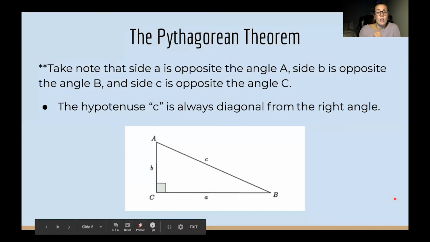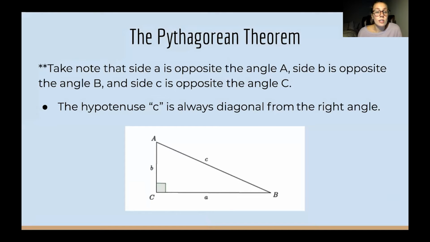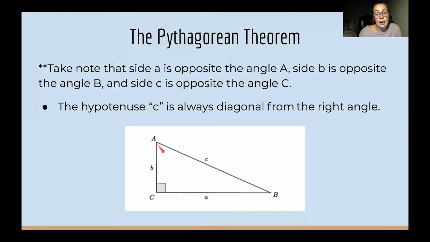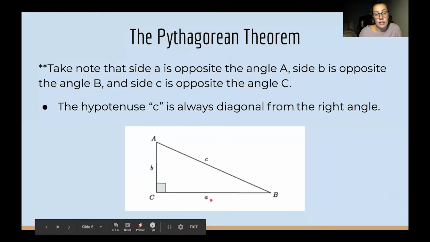So a little bit more about this theorem. Let's take note that the side A is opposite the angle A. So you see that? A, that is the side that's opposite the angle A. Side B is opposite of the angle B. And side C is opposite the angle C.